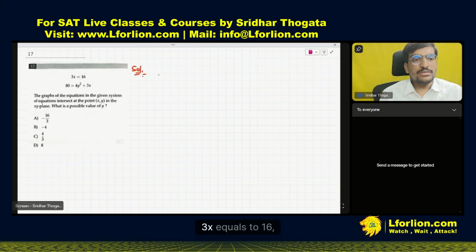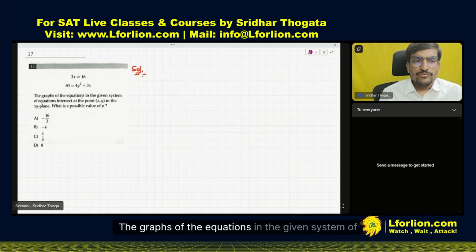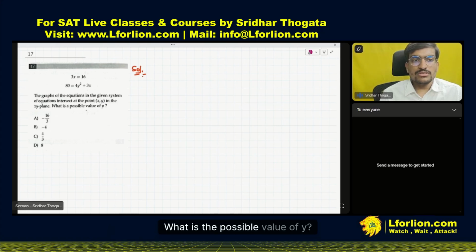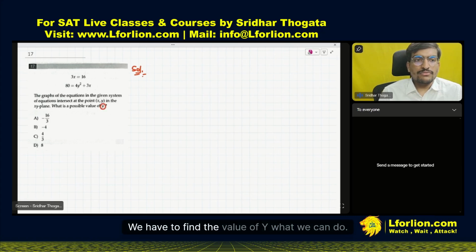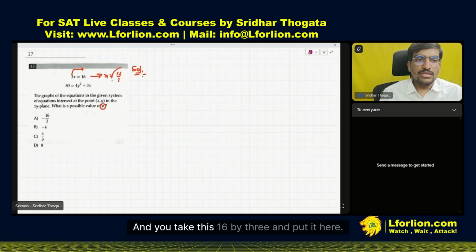Question number 17. 3x equals 16, and 80 equals 4y square plus 3x. The graphs of the equations in the given system intersect at the point (x, y) in the xy plane. What is the possible value of y? We have to find the value of y. What generally we do is take this 3 to the RHS, x equals 16 by 3, and put it here. No, don't do that.